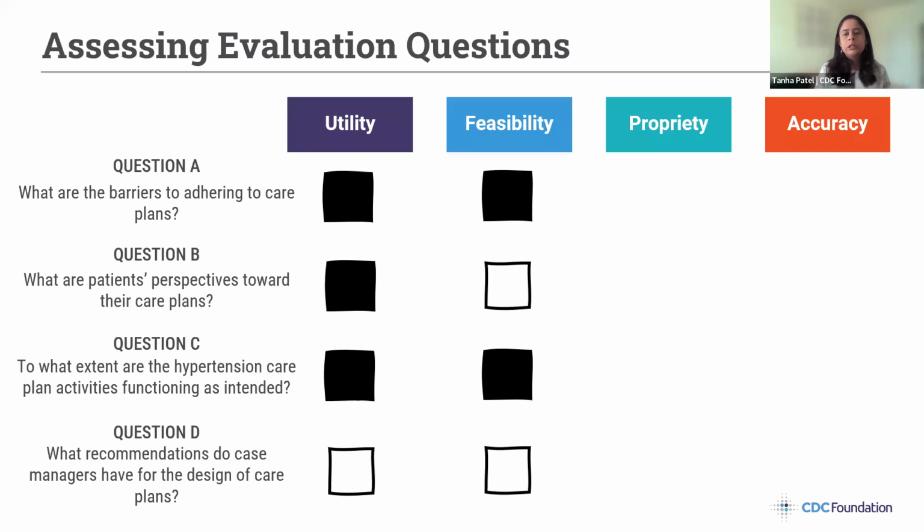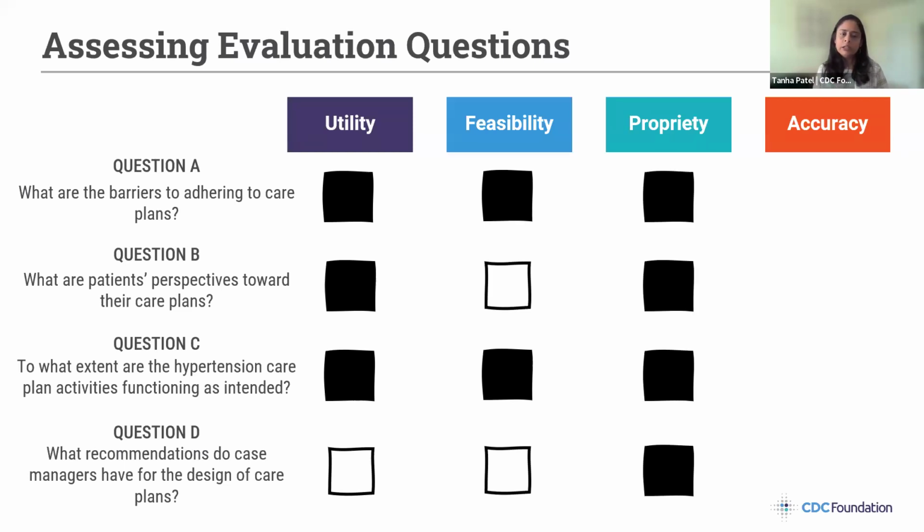Question D will also require direct data collection from case managers, but the question itself is not useful since the initiative is already in place, so the feasibility kind of drops with it too. The third question in the poll asked you about the propriety standard, so which questions can be answered ethically? We don't see any ethical concerns with any of these questions based on how they're written.